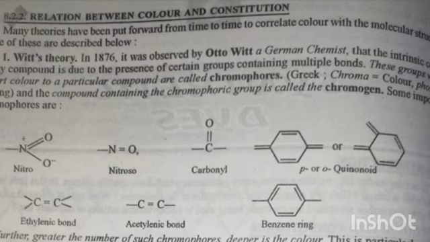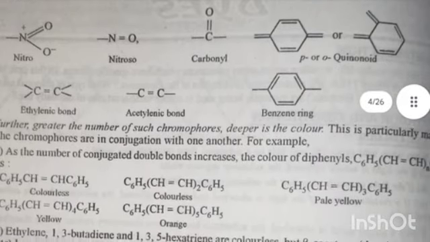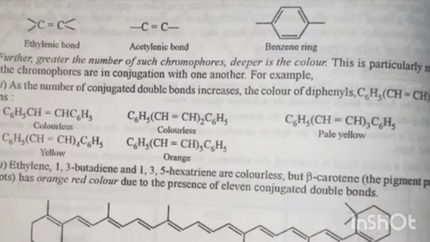Chromophores. From the Greek chroma, meaning color, and phoros, meaning bearing. The compound containing the chromophoric group is called a chromogen. Some important chromophores are nitroso, carbonyl, para and ortho quinoid, ethylenic bond, acetylenic bond, and benzene ring. Further, the greater the number of such chromophores, the deeper is the color. This is particularly marked when the chromophores are in conjugation with one another.